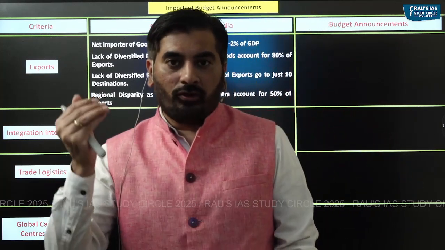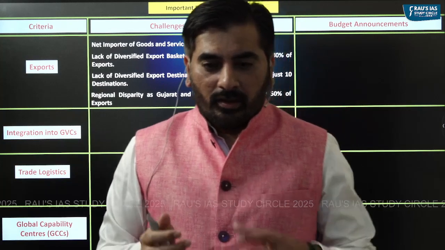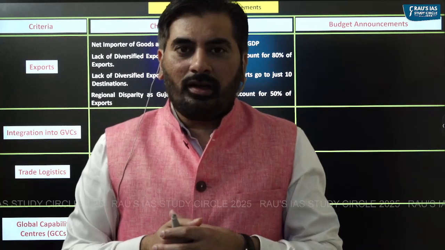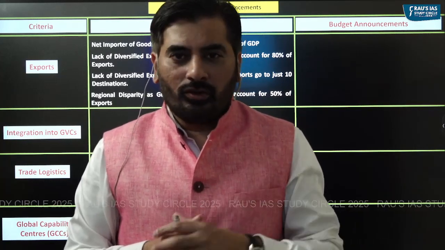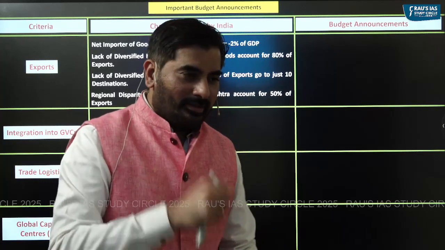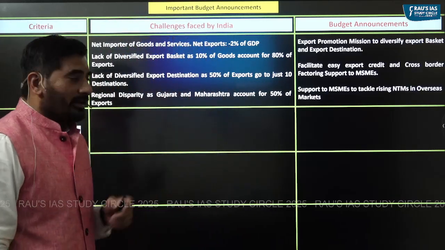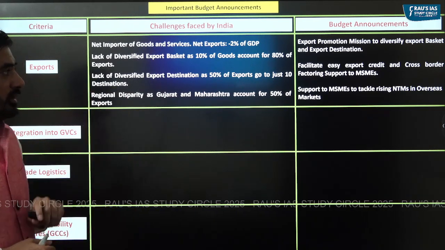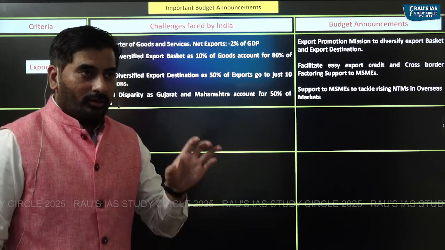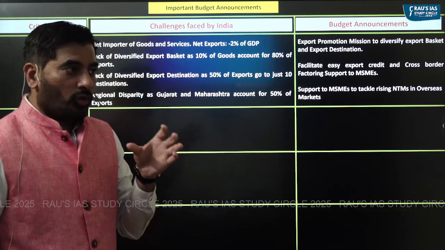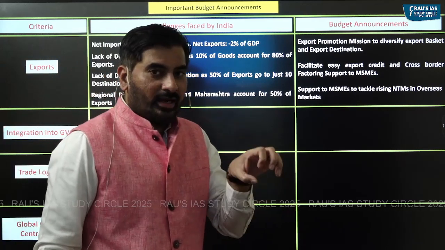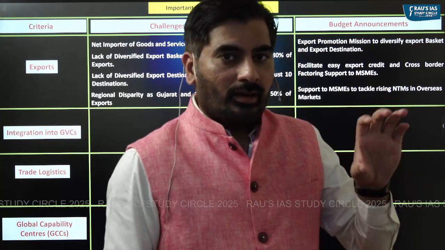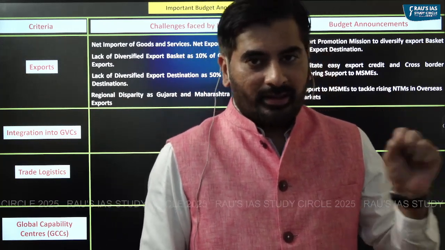Petroleum goods also account for almost 20% of our exports. So we need to have a diversified export base so that in future we are not affected by just a few commodities. Accordingly, in this year's budget, the finance minister has announced that the government will be launching an export promotion mission. The main idea of the export promotion mission is to coordinate with different ministries and departments within the government and to diversify our export basket and export destinations also.